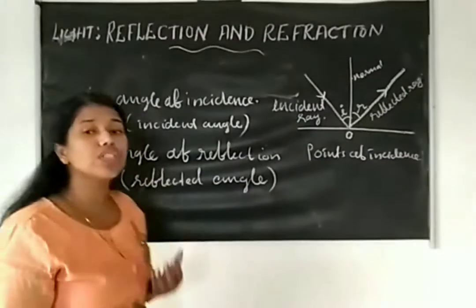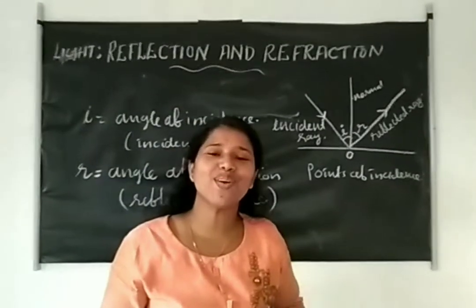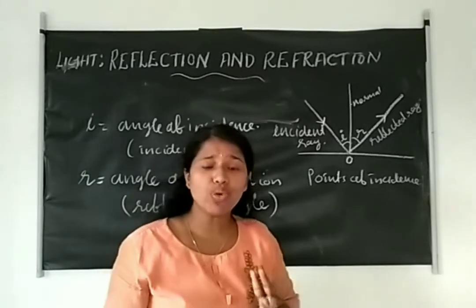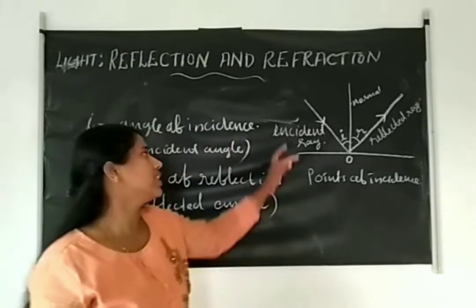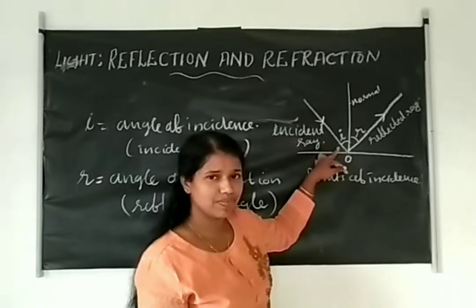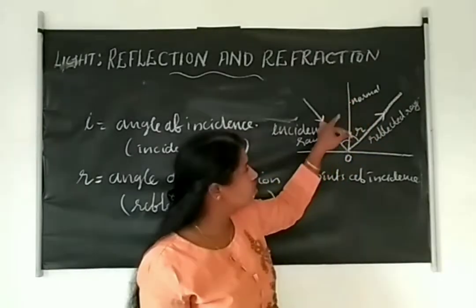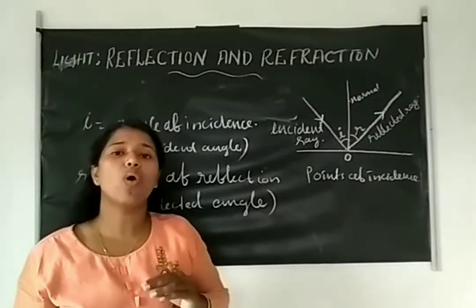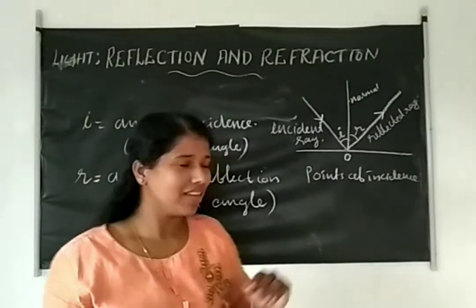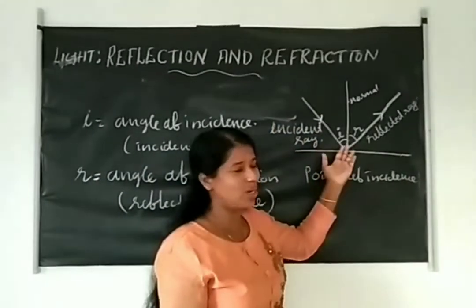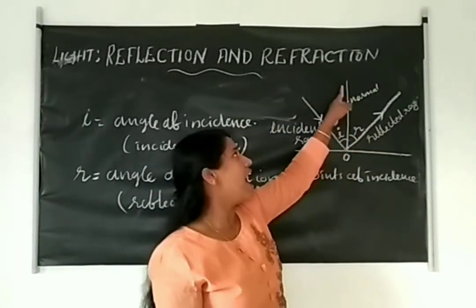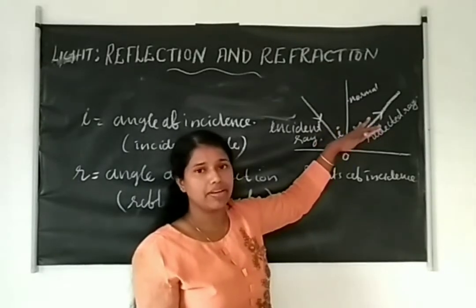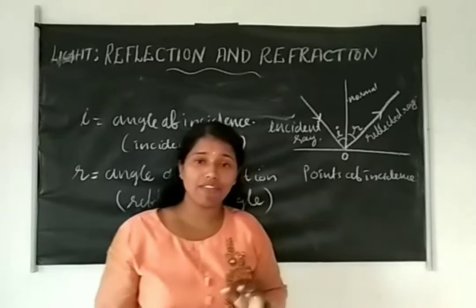Then what are the laws of reflection? Very, very important. Two laws are there. First: the incident ray, reflected ray and normal at the point of incidence all lie on the same plane. That is the first law of reflection.